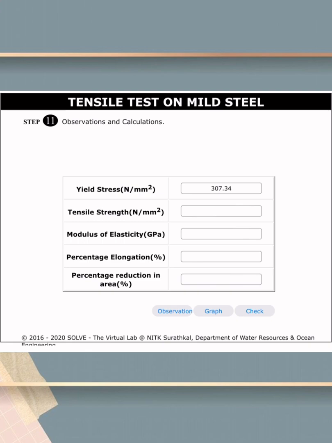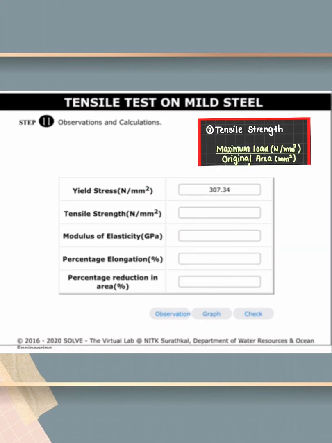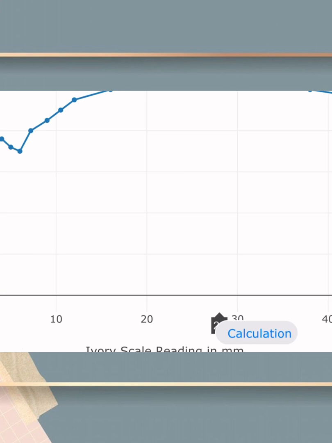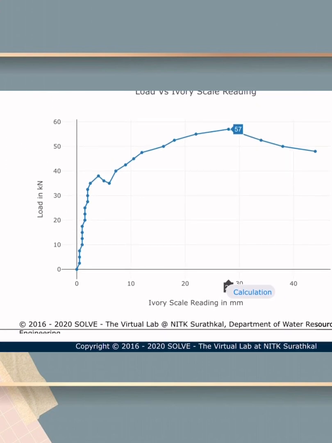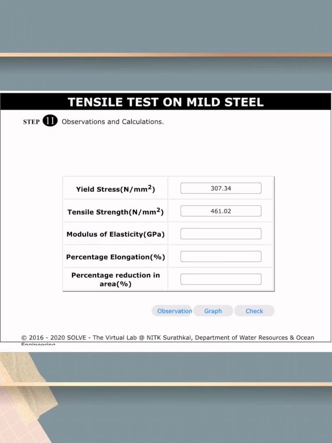Next, we have to find the value of tensile strength, and the formula is ultimate load value, which is the highest point in the graph, divided by original area. Therefore, in this graph, the ultimate load value is 57 and the original area is 123.64 mm square. Hence, the value of tensile strength will be 461.02 Newton per millimeter square.